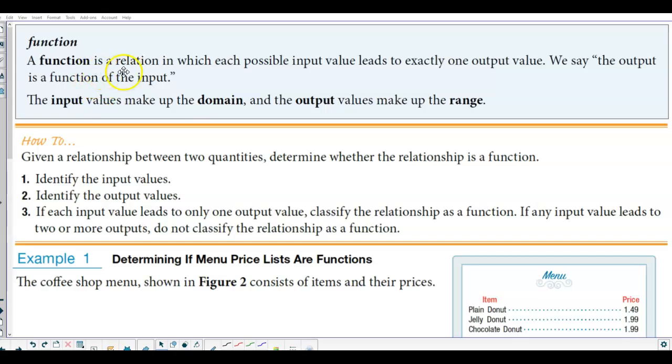Function. A function is a relation in which each possible input value leads to exactly one output value. We say the output is a function of the input. The input values make up the domain, and the output values make up the range.